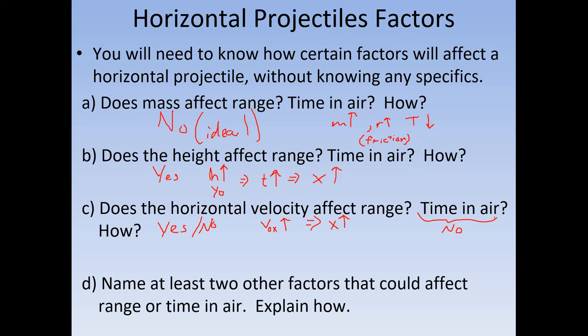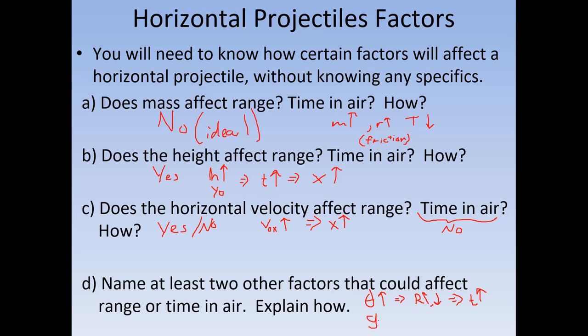Now, I could also ask what other factors could affect range or time in the air. And there's a bunch of things that we could go to. If we were going to open this up so it wasn't just horizontal projectiles, we can mention angles. We'll talk about this later, but angles also will affect time in the air and range. For the most part, increasing this will have a weird effect on the range. The range could go up, it could go down depending on what angle it is, but the time in the air will always end up increasing.